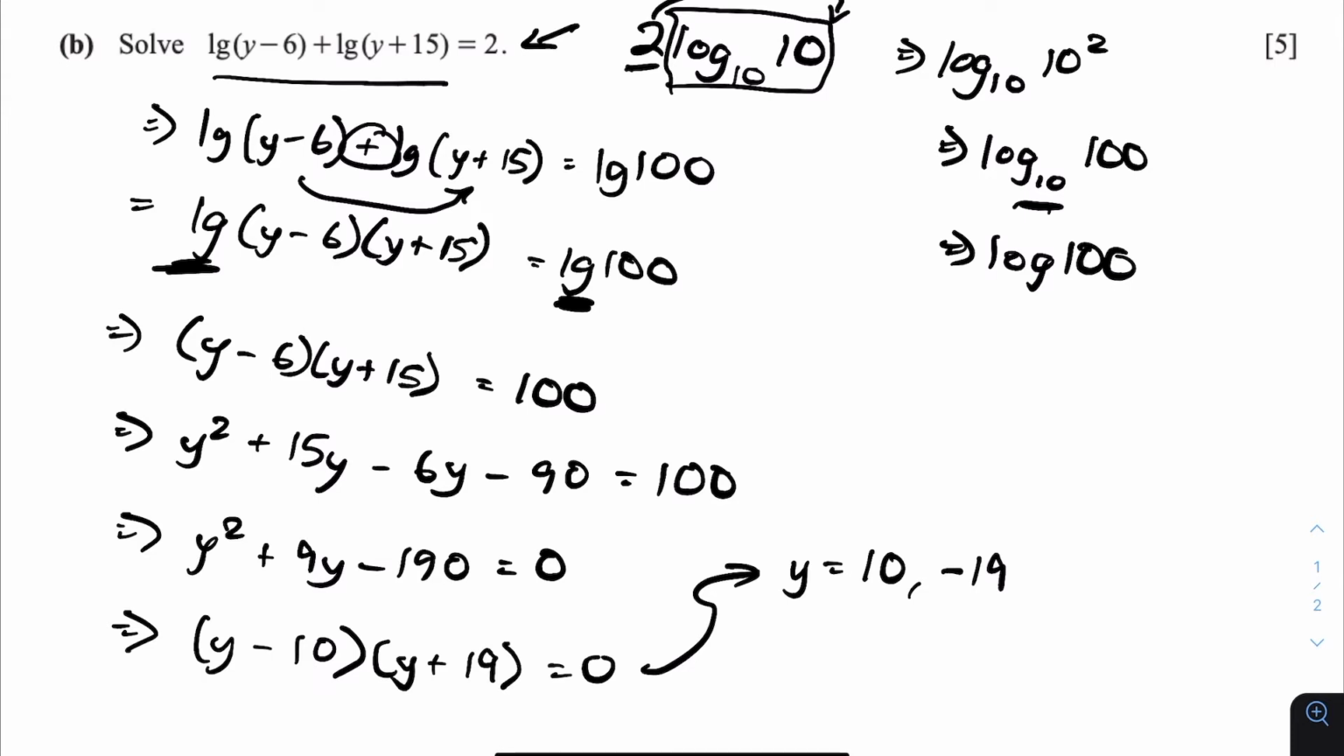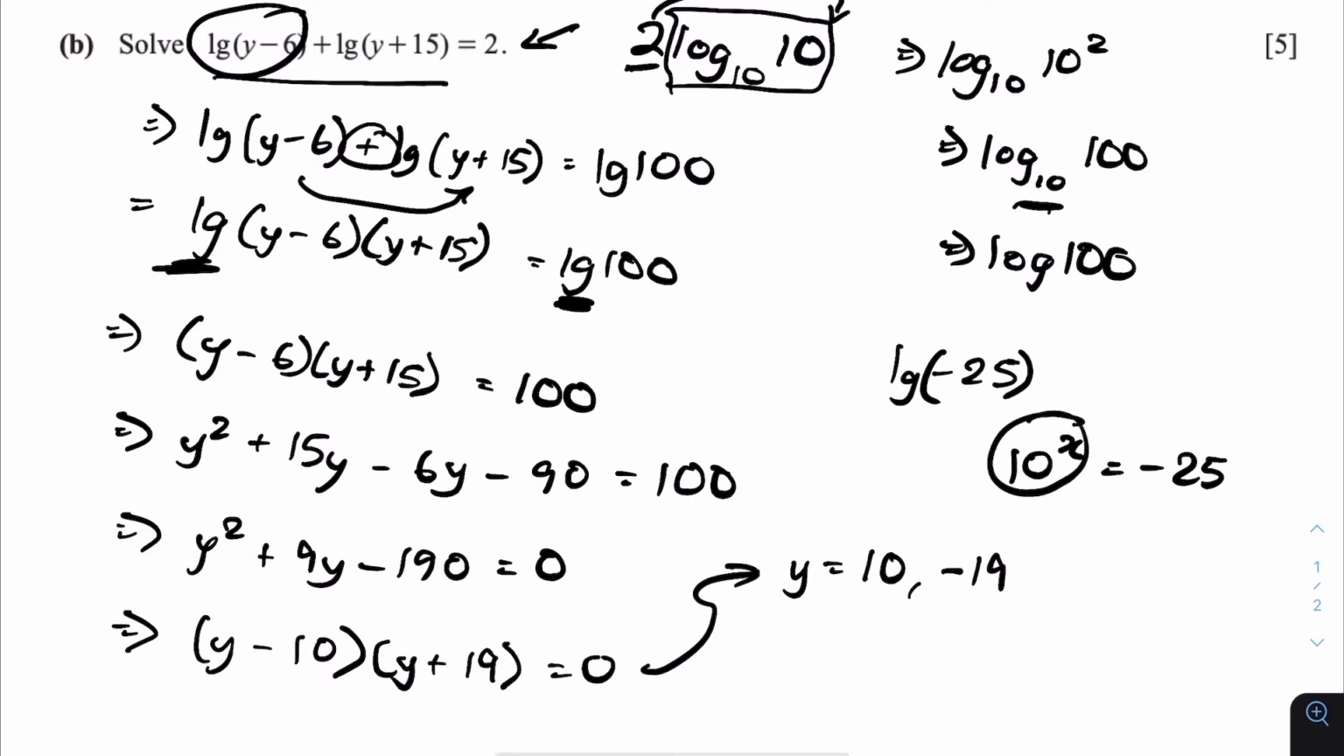But we're not quite there yet, because we have to realize that if we substituted each of these values in, when we substitute negative 19 in, the first one, which is log (y minus 6), would give us log (negative 19 minus 6), which is log negative 25. Problem with this is that log negative 25 can be rewritten as 10 to the power of x is equal to negative 25. And no value of x can make this equal a negative number. So that's technically not possible. Therefore, this isn't a solution, and the real answer is y equals 10.